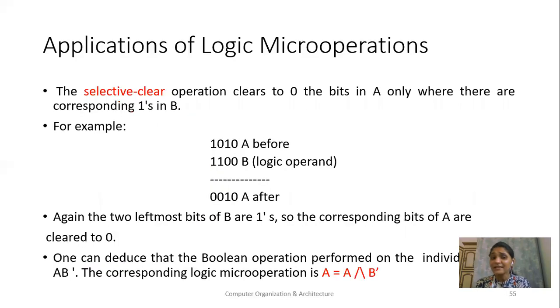Next, if you want to selectively clear, for example, I want to clear these 2 bits, I want to get the result as 0010. So how can I do it? If I do ANDing with 00, in place of 10 you will get 00. So direct ANDing is not possible, but you have to do what? You have to complement that number.